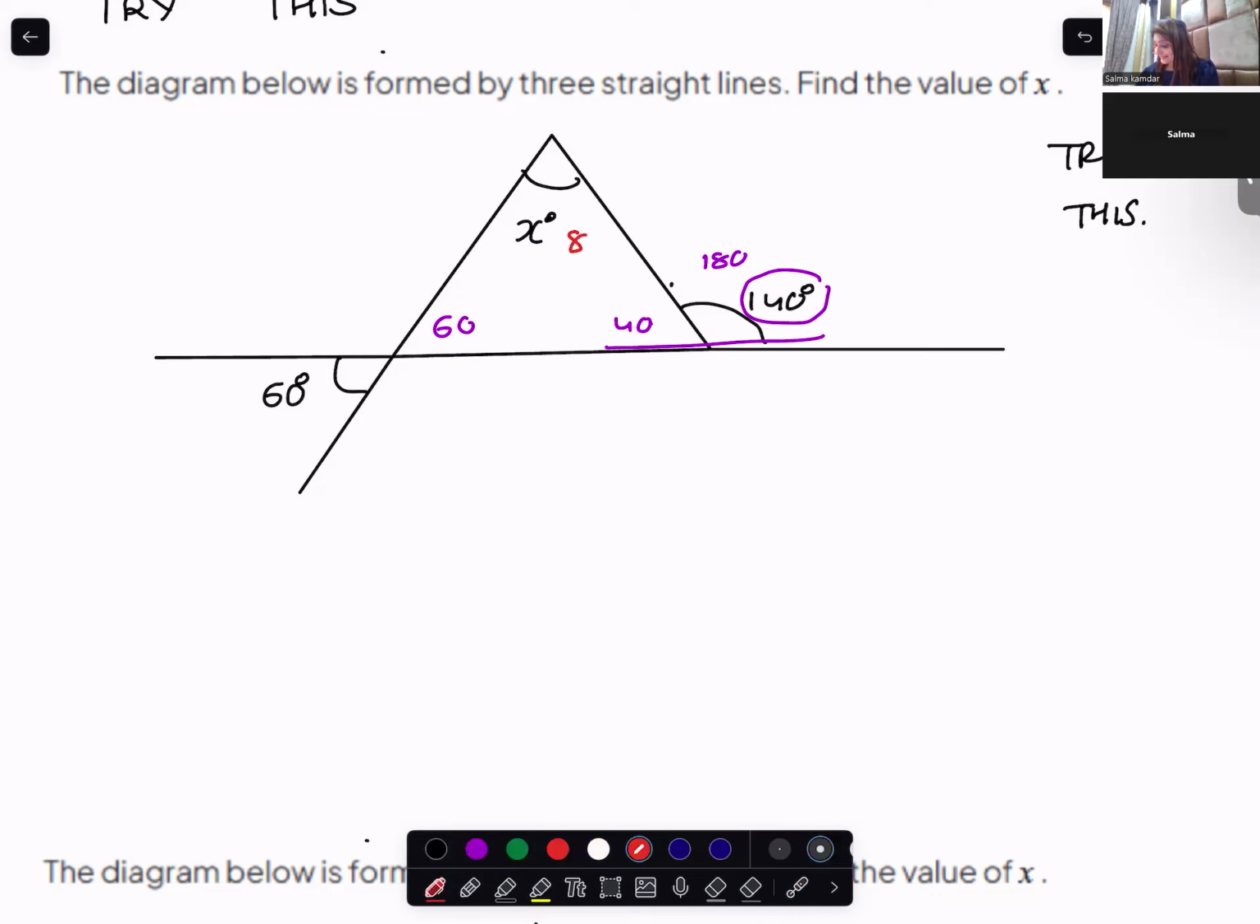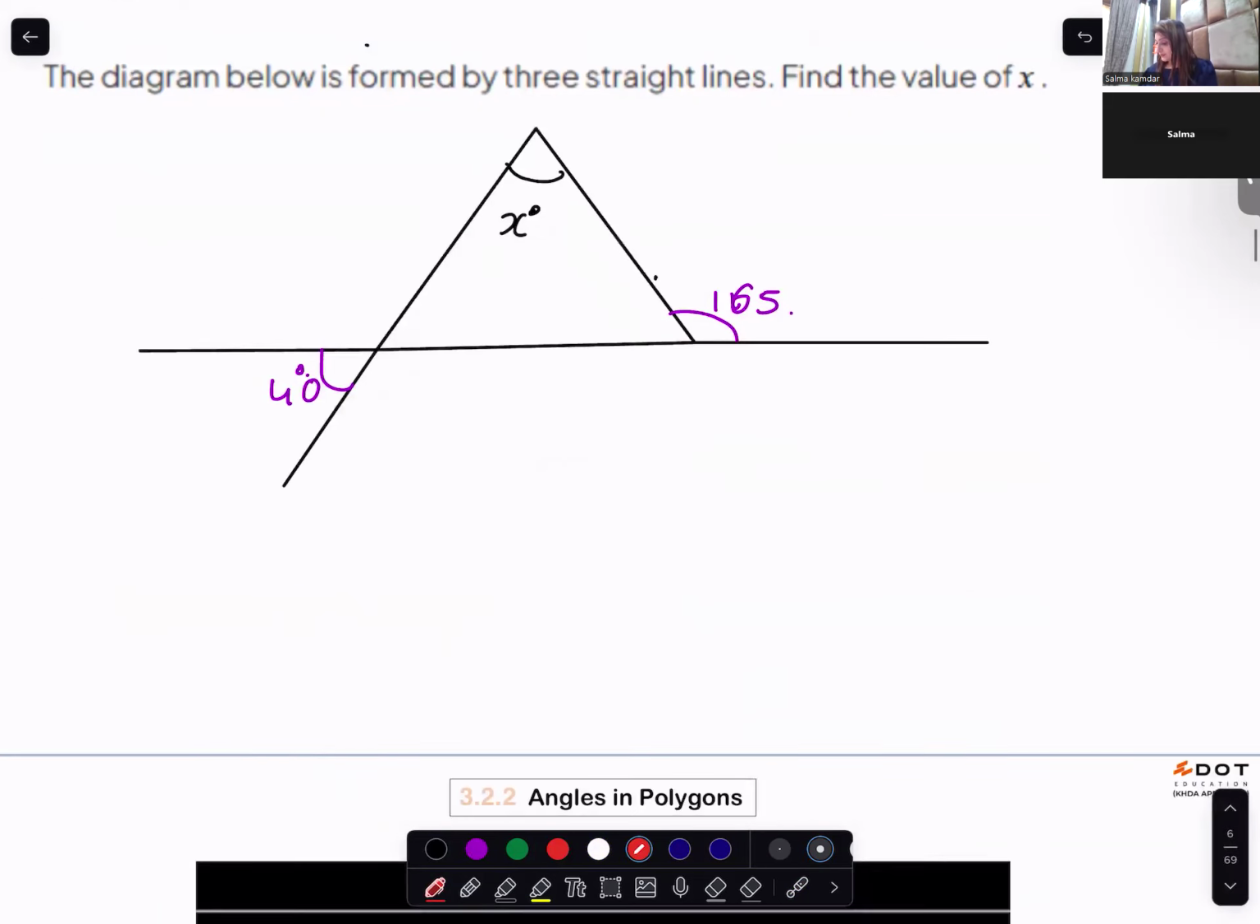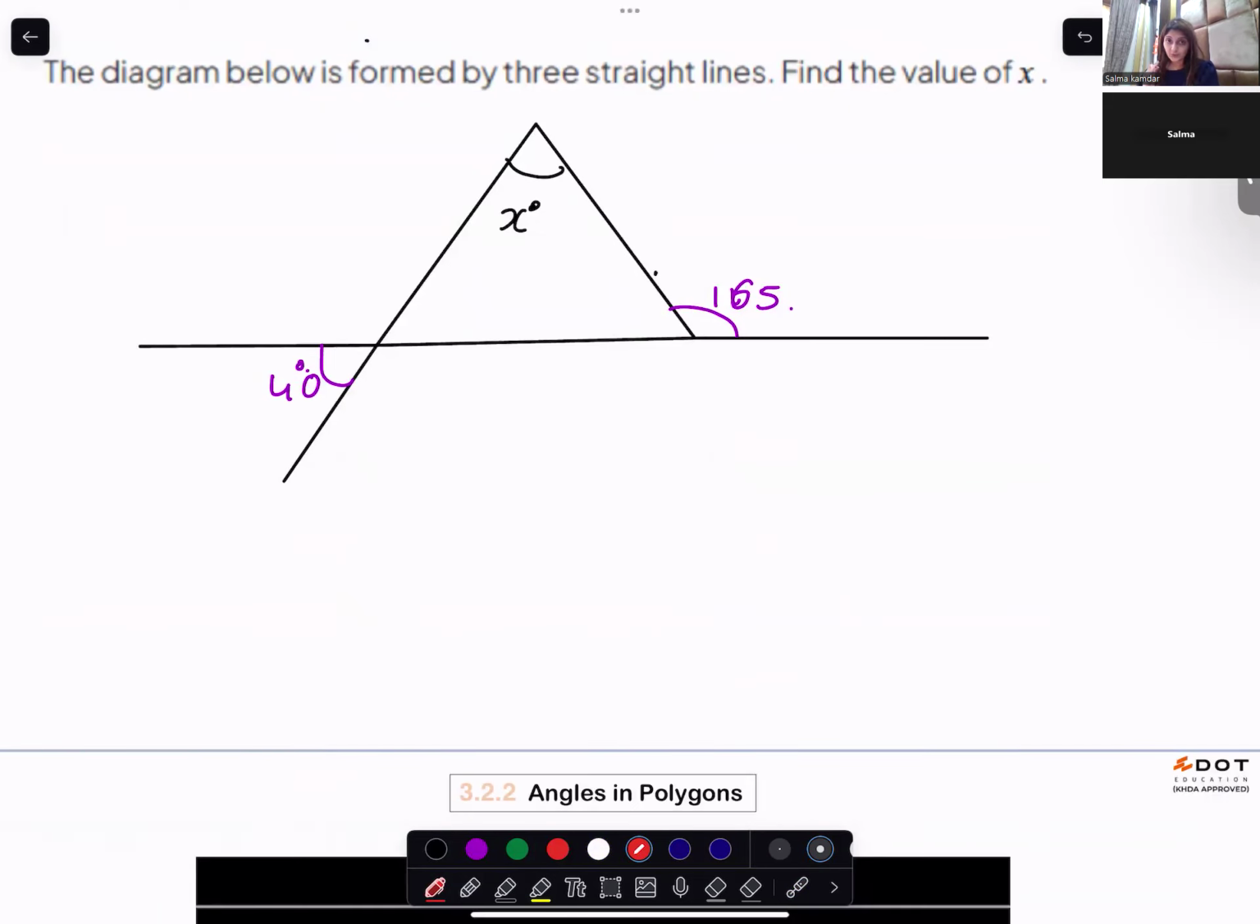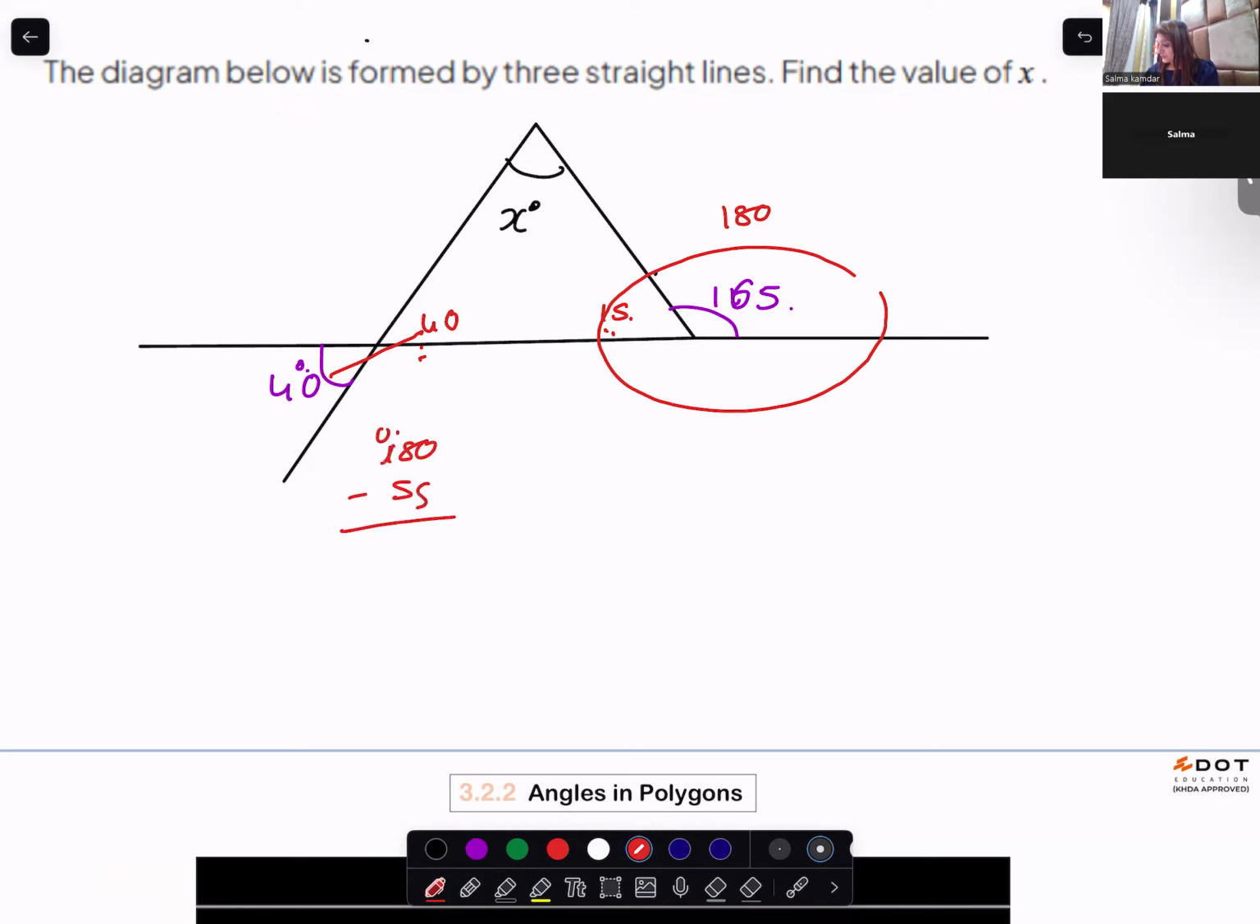I hope you have tried. Now try this sum, pause the video and try. 40 and 40, 180 minus 165, so this is 15. So 40 plus 15 is 55. 180 minus 55 would give you 145 degrees. So the formation of this is wrong, but you should look at the calculations.